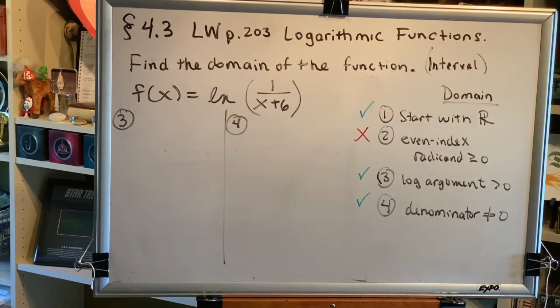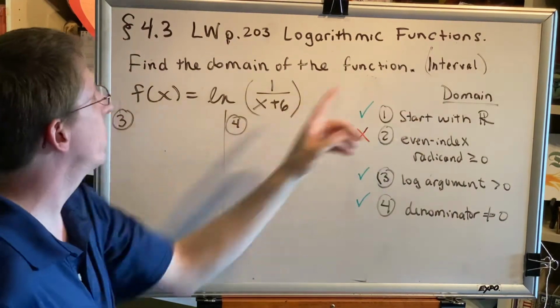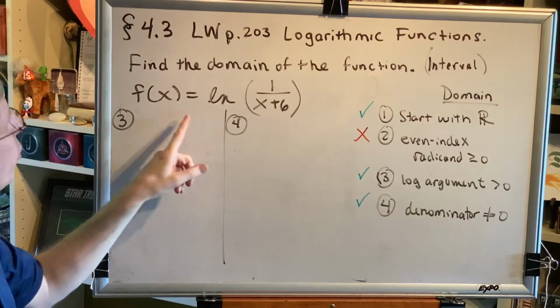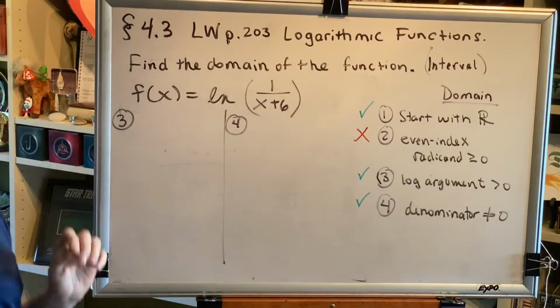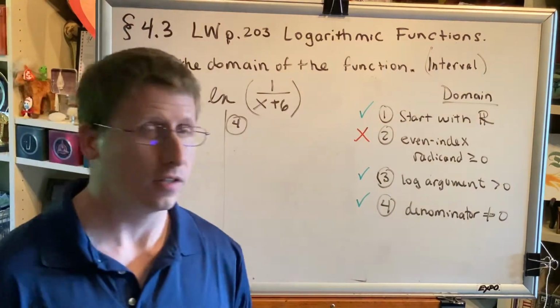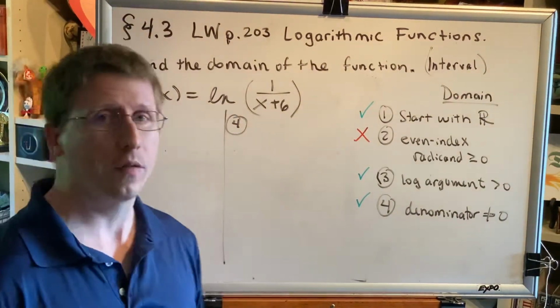We finished learning workbook page 203 with the following example problem. Find the domain of the function. We're expressing this as an interval. f of x equals the natural log of this fraction, 1 over the sum x plus 6. Okay, so this is yet another instance where we have to do step 1 and then 2 of the others.